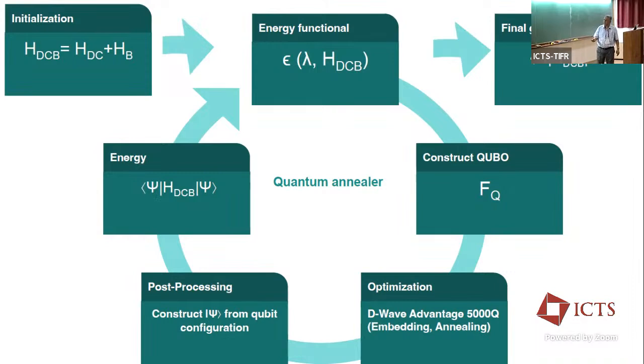So this embedding is mapping the atomic energy functional to the D-Wave structure, and then we anneal it many times. And then we get the configuration of Qs. From there, we get the coefficients, and then we construct the wave function, calculate the energy, and then keep repeating till we get the final energy.